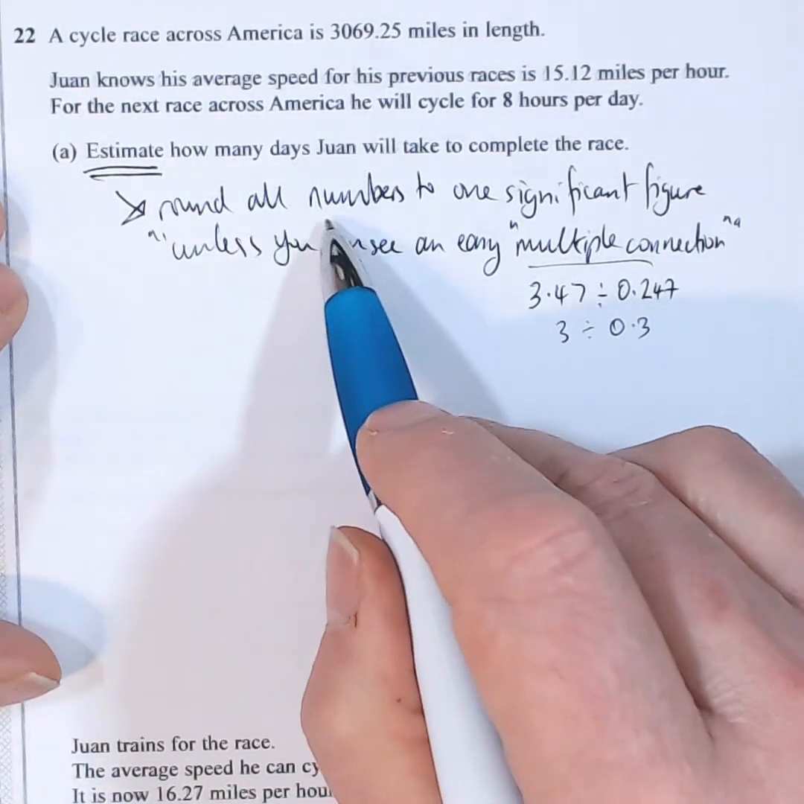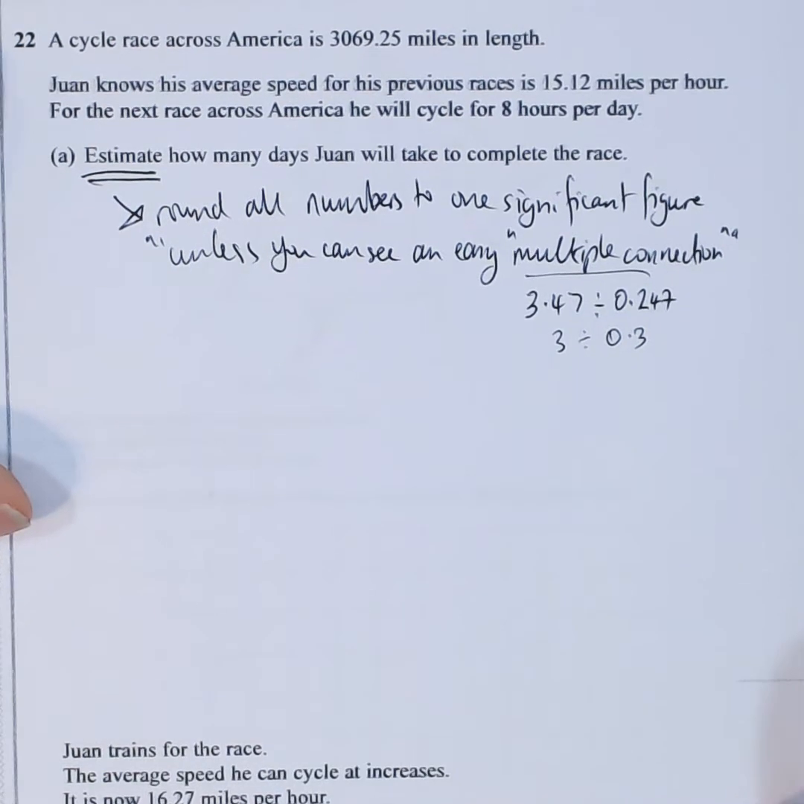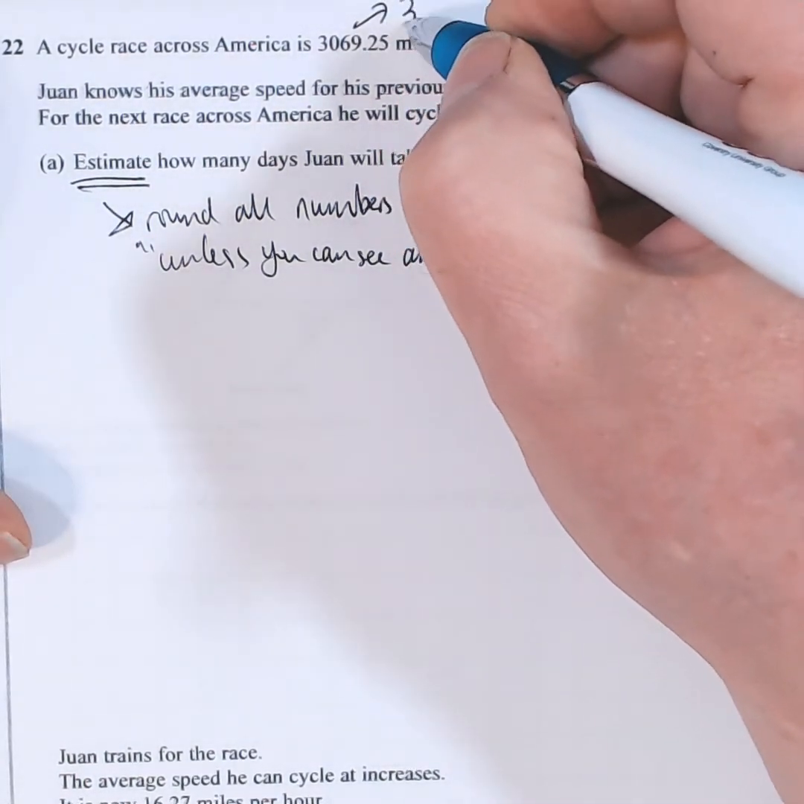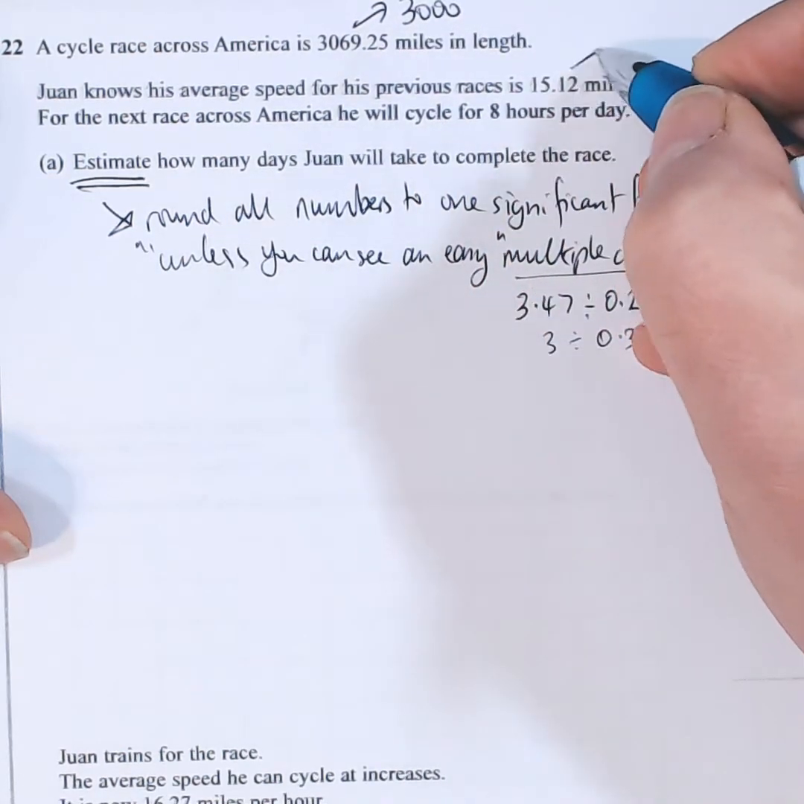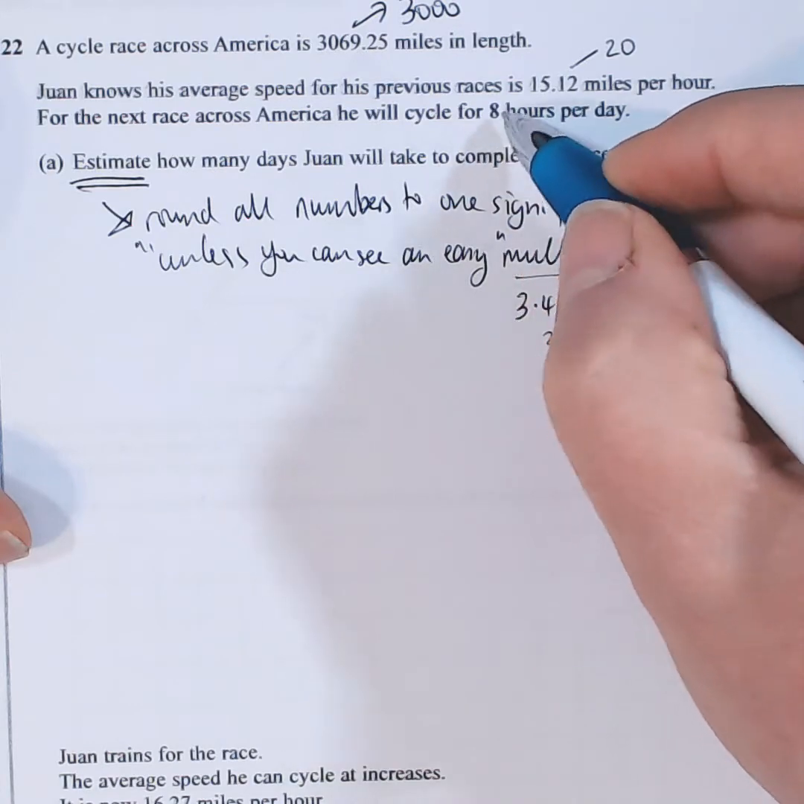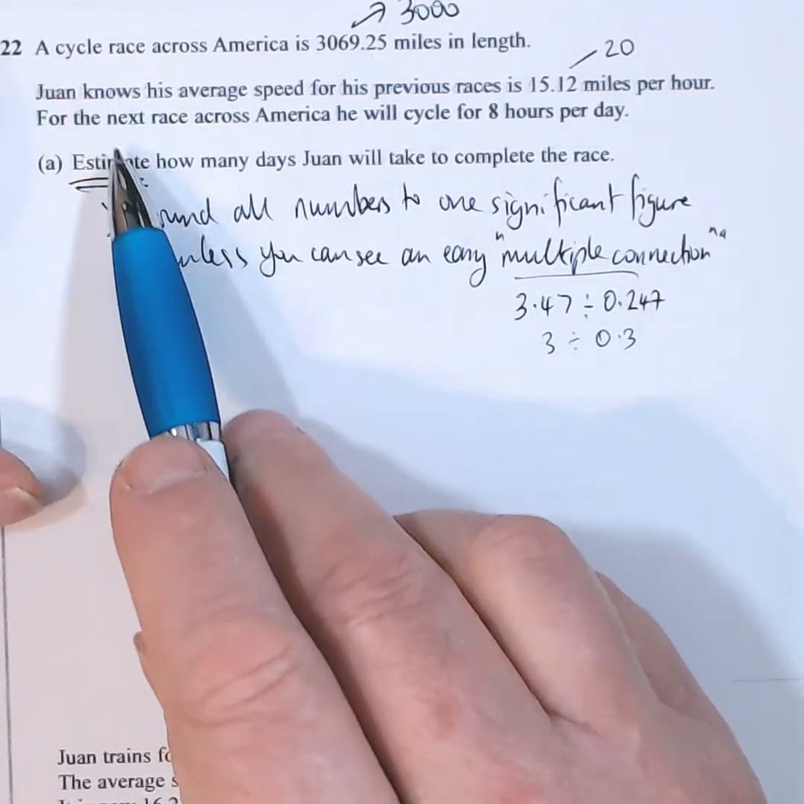The one significant figure though tends to be what the exam board are anticipating that most students will do, and there's not a problem with that. It's estimating, you just want a feel for it. So this to one significant figure will be 3,000. This to one significant figure would be 20. And this is already one figure, it's 8. Okay, so let's have a look.